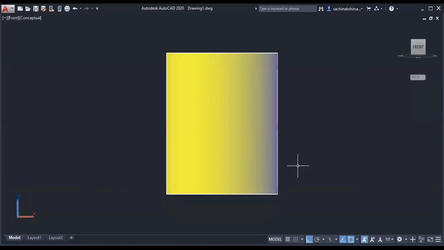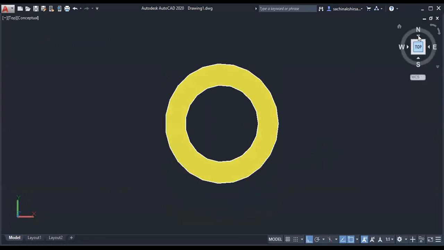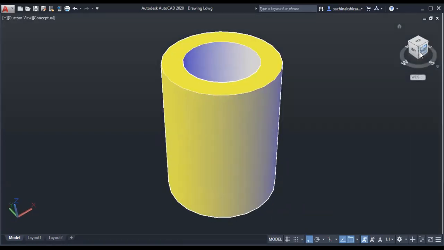From the front view, is that hole observed? No, sir. And if we see its top view, is that hole observed? Yes, sir. From the top we are observing it, from the front we are not observing it.